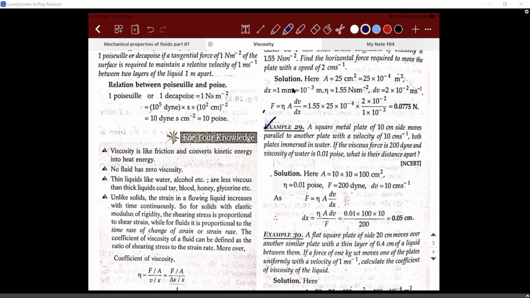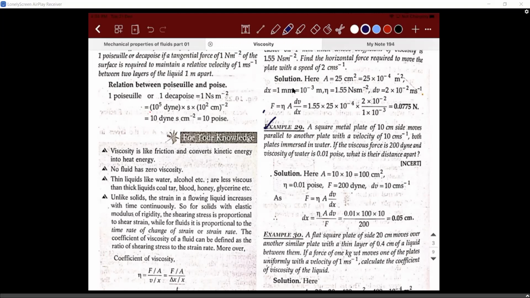Right, here it's a relative velocity, because they told us it moves parallel to another plate with a velocity. That is relative, so that is dV. So what is the value of area? Same formula. We have only one formula, you need not think anything. Viscosity only formula: F is equal to theta into A into dV by dx. Unless asked, don't put the minus sign. F is equal to theta into A into dV by dx.